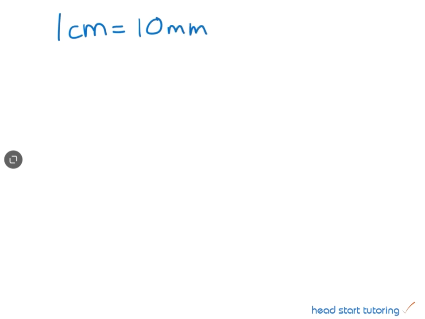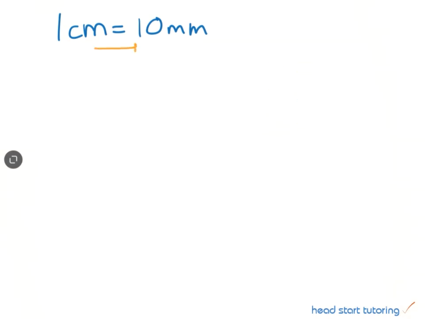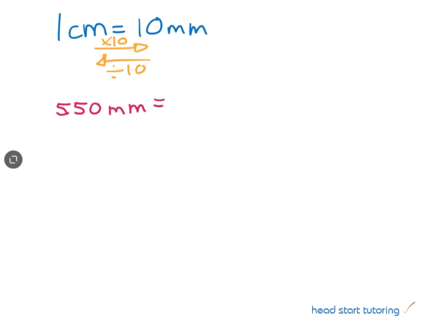One centimeter is equal to 10 millimeters. So when we are converting from centimeters to millimeters, we multiply by 10. And when we are converting from millimeters to centimeters, we divide by 10. So if I have got 550 millimeters, and I would like to see how much that is in centimeters, I need to divide by 10, and I get an answer of 55.